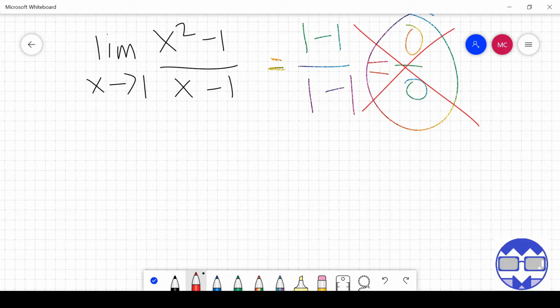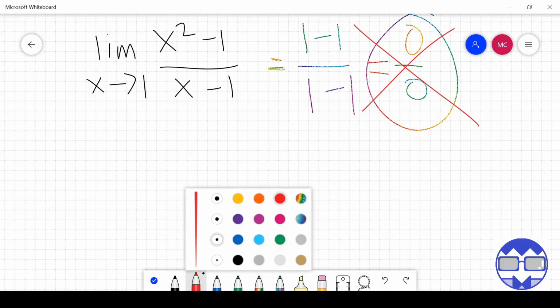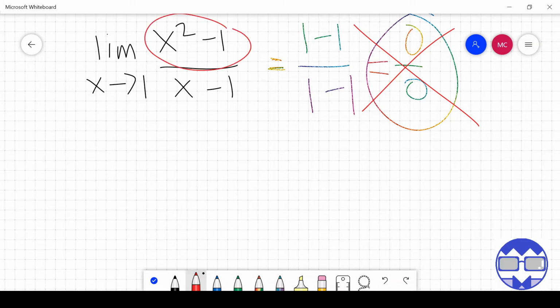Since it's 0 over 0, we need to use factoring. We need to use our tools, and the first one is factoring. Observe that the given x squared minus 1 is actually a difference of two squares. Why? Because x squared is squared and 1 is actually 1 squared. Remember, 1 is just 1 squared. Hence we can use our special product.